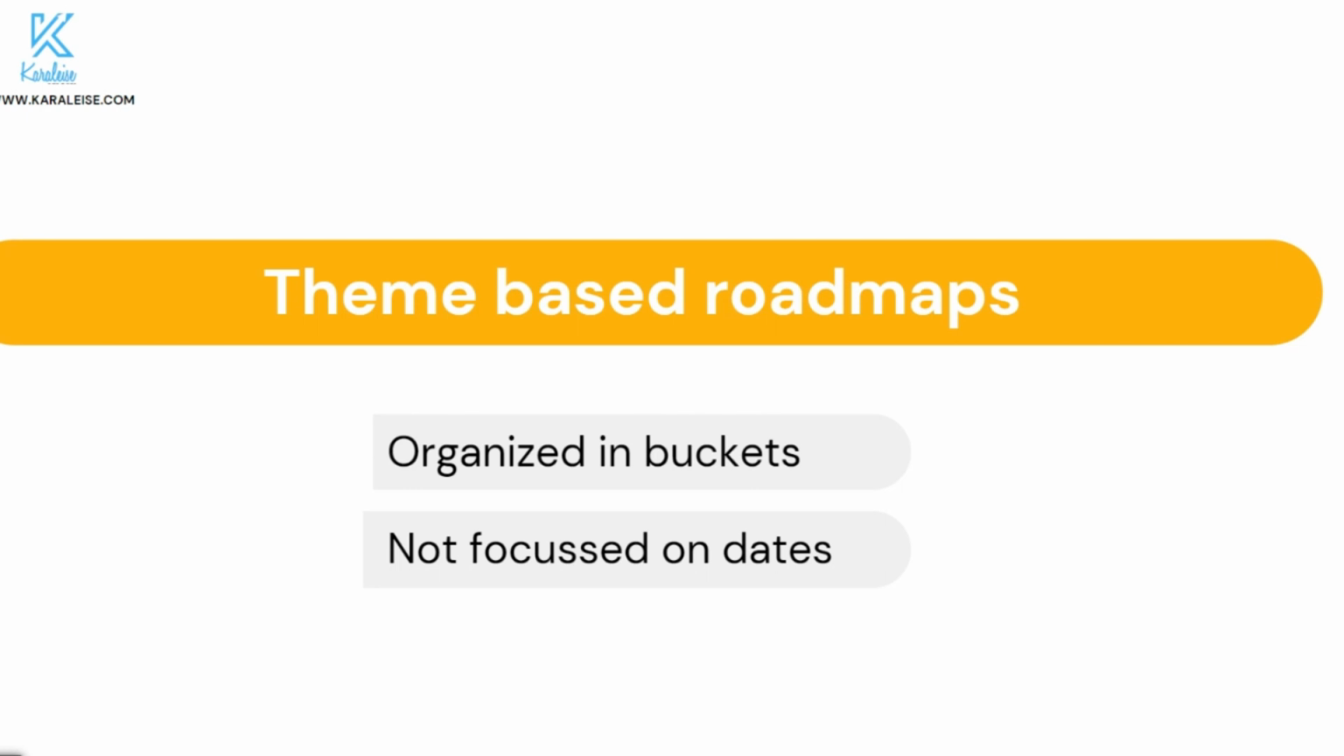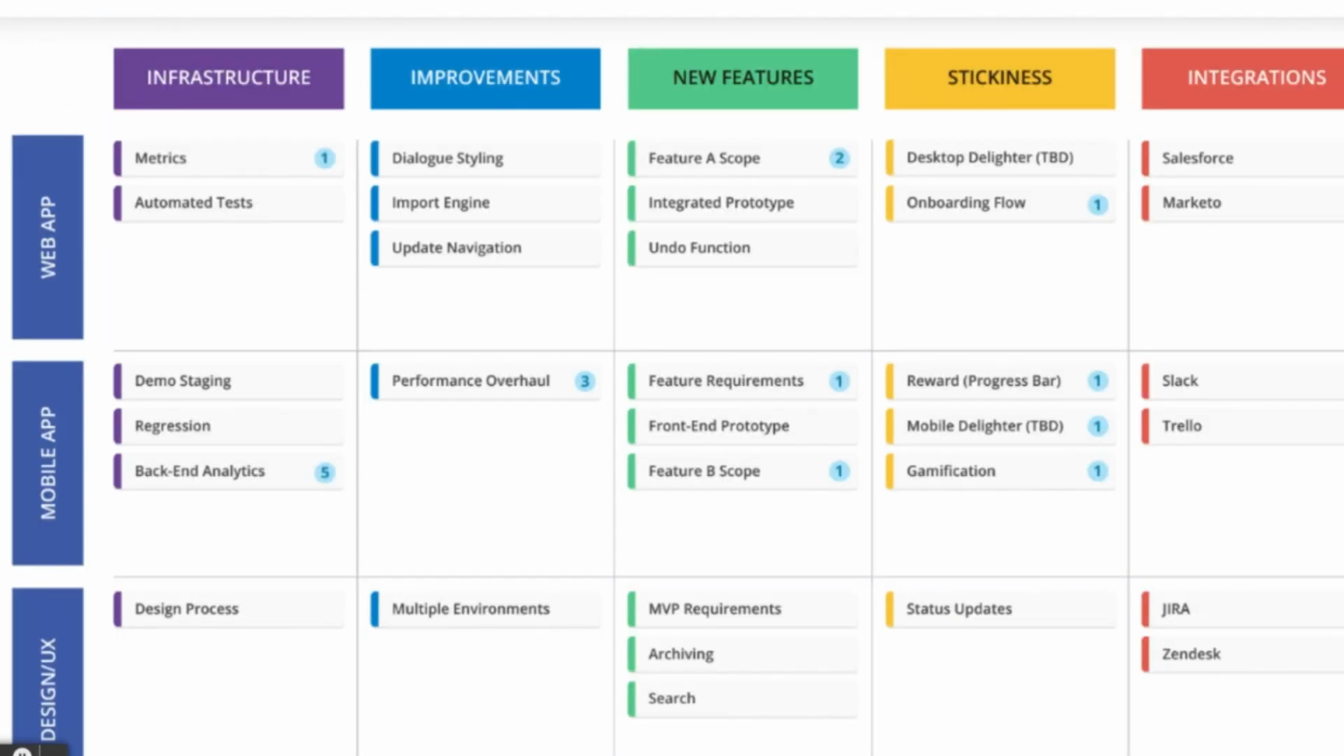This is our intent of the kinds of features that we want to provide. So we're not as focused on, you could have dates on there, but you're not as focused on the dates as much. So here's an example. In this case, we have 5 buckets.